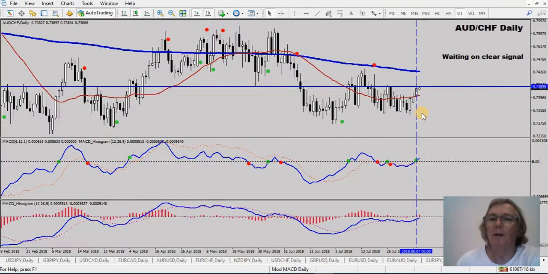Aussie Swiss franc. Took a new buy here this morning. You can see I've marked it in the trade here. I was waiting on a clear signal. Fast MACD's through the 0 level, standard MACD's in buy mode. Closed above the 25 SMA. The only thing I'm lacking is a green QMP filter dot. But there's enough criteria. It is a high risk trade, so be aware of that.